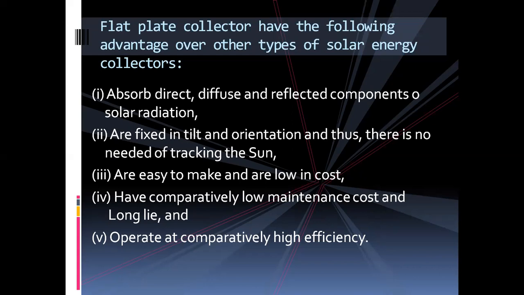Means they absorb the direct, diffuse, and reflected components of the sun's radiation, and are fixed in tilt and orientation, and thus there is no need of tracking the sun. Since it is a flat plate collector, we don't need to track the sun, because it is spread over an area, so from wherever the light falls, it will directly absorb it. And these are easy to make and are low in cost.